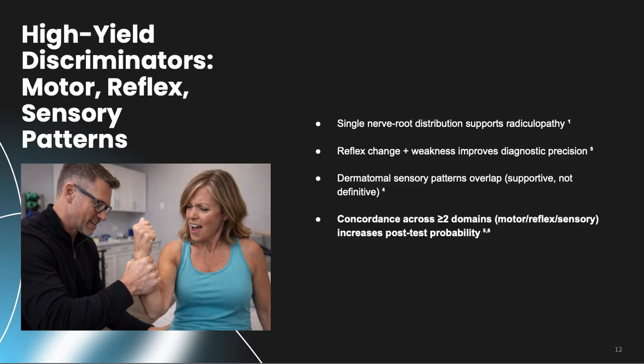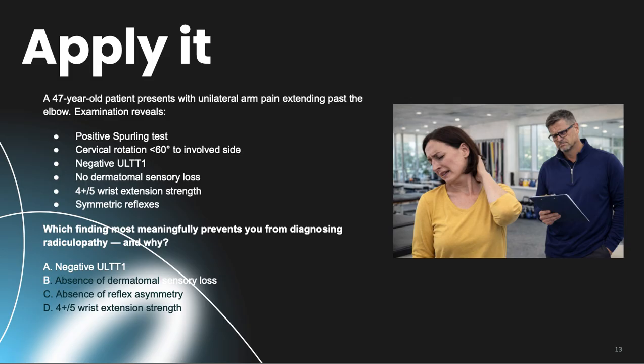Radiculopathies are identified through the agreement of these symptoms. And here, the patient is getting her biceps checked and she is struggling. Here's an application. Okay, go ahead and read through this. And the question is which finding most meaningfully prevents you from diagnosing radiculopathy and why?